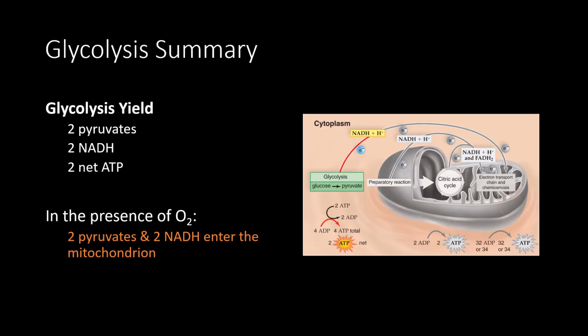So in summary, glycolysis starts with a sugar molecule, glucose, and it ends with 2 pyruvates, 2 NADHs, and 2 net ATPs. Okay? And in the presence of oxygen, we're going to then take these 2 pyruvates and go into the mitochondrial matrix.